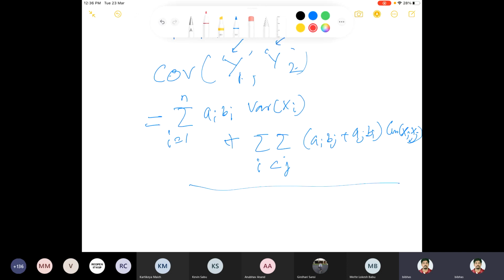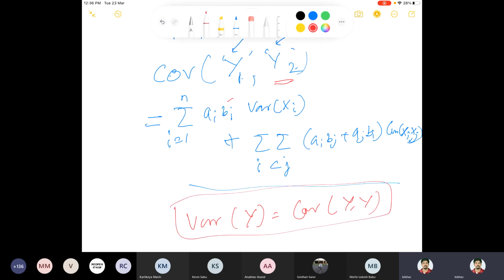Basically, the variance of some random variable y is nothing but the covariance of y and y. Because if we replace y2 with y1, then this formula reduces to the variance of y1. So the covariance of y comma y is nothing but the variance of y. So this is an important thing, just an observation.